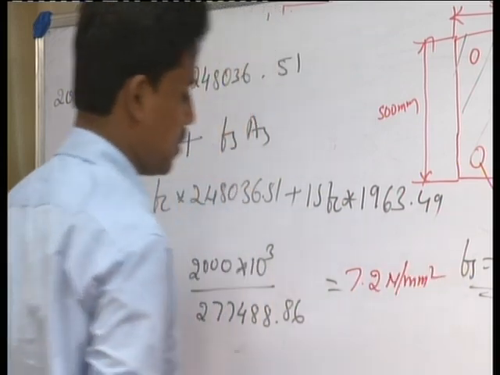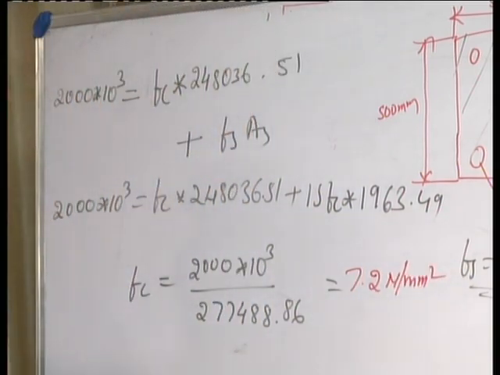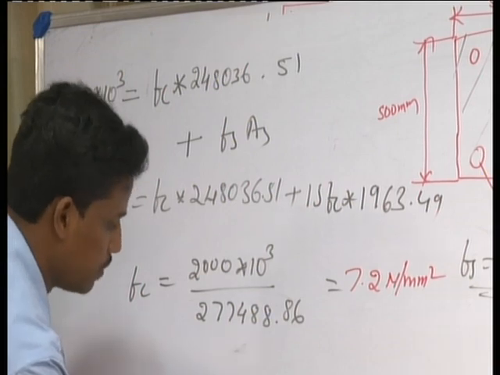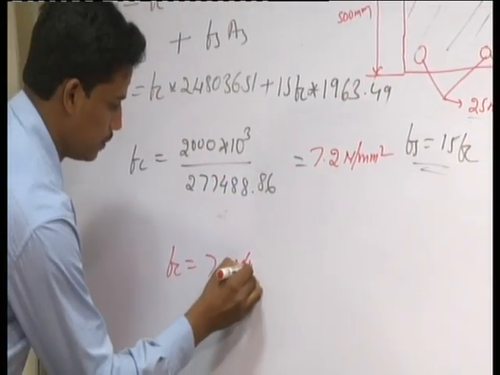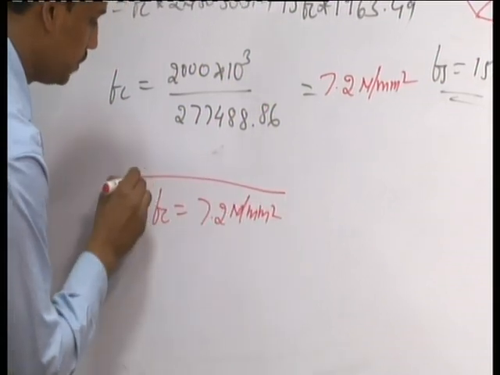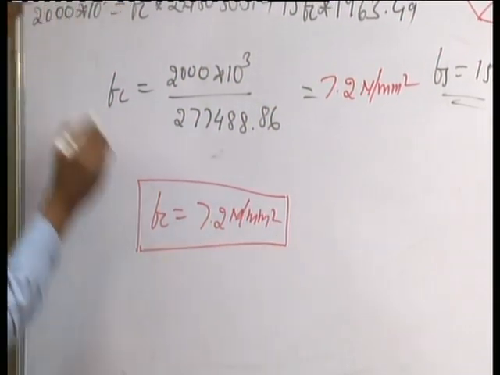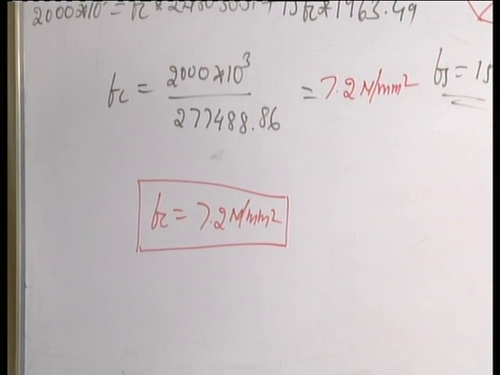If you solve this, we will get the stress in concrete Fc as 7.2 Newton per millimeter square. This is the actual stress in concrete.